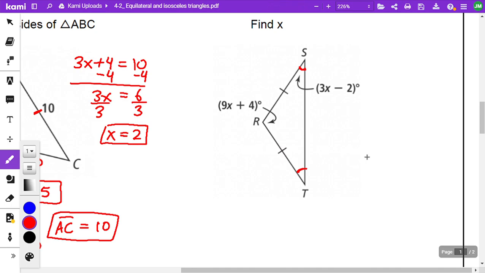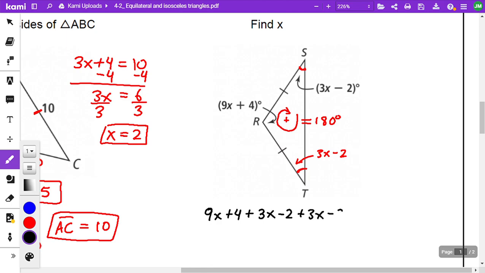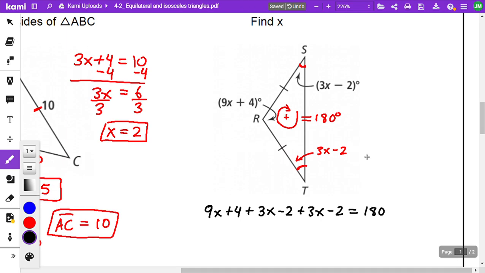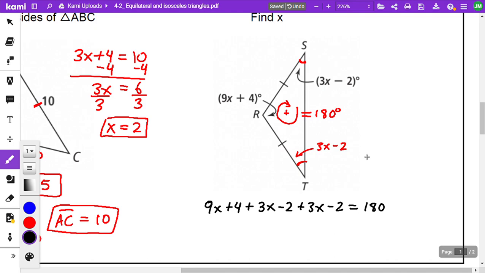That doesn't tell us much yet, but what it does allow us to do is to label this one as 3x minus 2. And now if we add all of these interior angles, they should add up to 180 degrees. And so we can take all of these pieces, like 9x plus 4 plus 3x minus 2 plus 3x minus 2 repeated, and set that equal to 180 degrees. So that would be the relationship. The sum of interior angles is equal to 180.